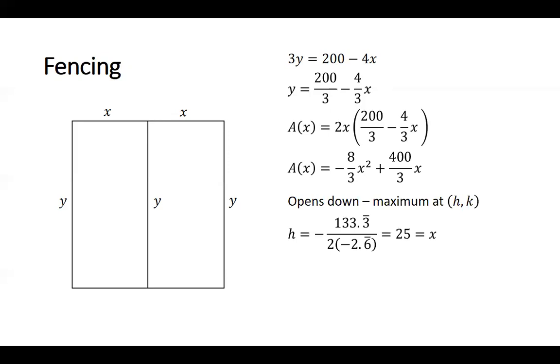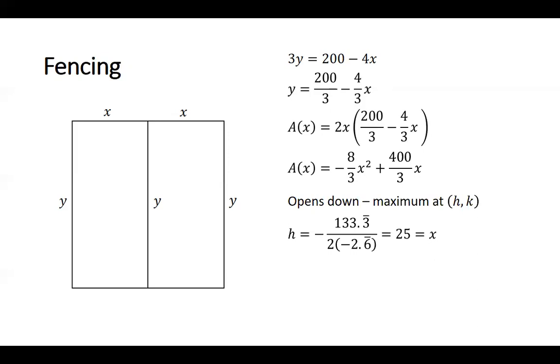In this case, to save a little space and not deal with a lot of fractions when I'm drawing it out, I just said 400 divided by 3 is 133.3 repeating, and 8 divided by 3 is 2.6 repeating. So it's the same thing, just to simplify how it looked on the screen, I put it into a repeating decimal form. So h is negative 133.3 repeating over 2 times negative 2.6 repeating, which is equal to 25. So there's our x.